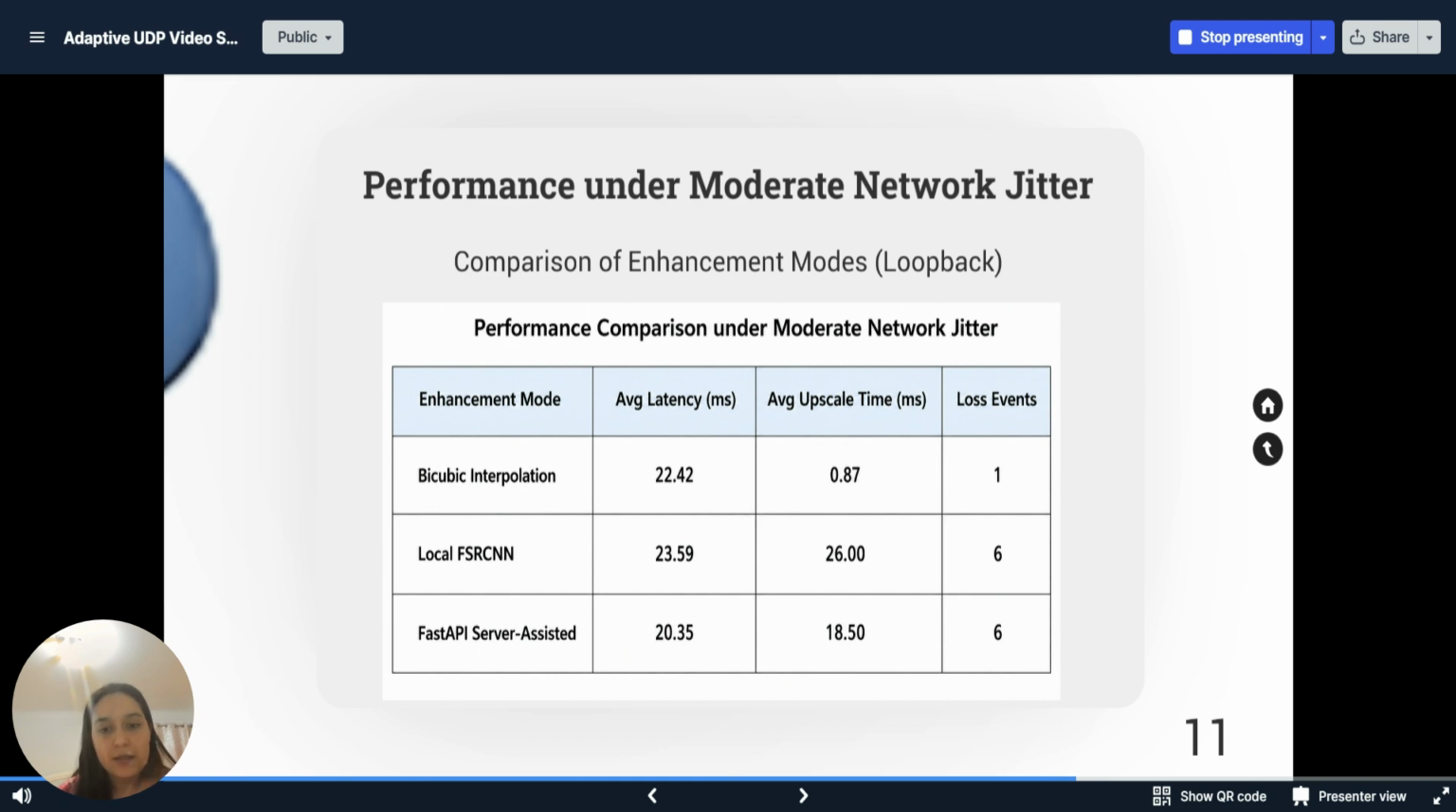We can see that the second on the list was the server, which had the second lowest upscale time. AI and the CNN obviously had the largest latency, which was expected because it does more to the image.